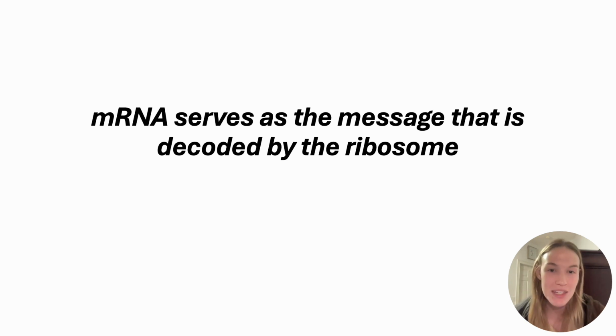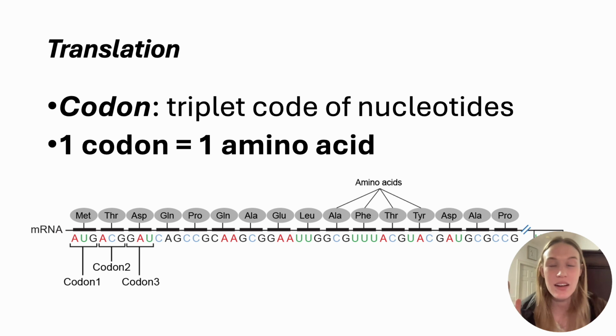mRNA serves as the message that is decoded by the ribosome. The M stands for messenger, so it makes sense that it's going to serve as a message decoded by the ribosome. So how does this happen? Well, we are going to split that code into something called codons. And codons are just triplet codes of nucleotides. So we read 3 nucleotides at a time. That counts as 1 codon.